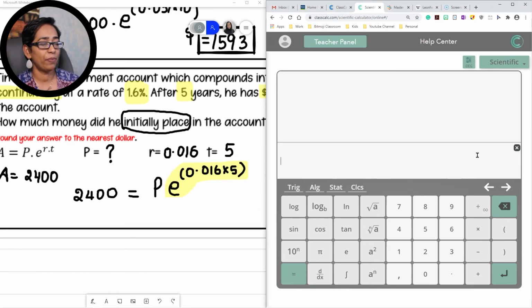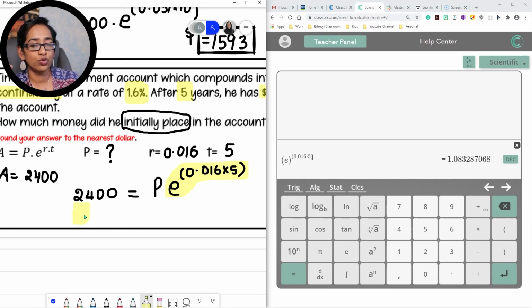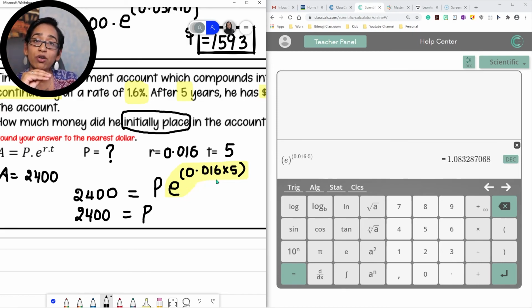Remember, I'm only looking at what the highlighted value is. So e to the power, open parentheses, 0.016 times 5, close parentheses. And what is that equal to? 2400 equal to P. I just found out this e to the power 0.016 times 5 is nothing but 1.083. I'm going to keep it to 3 decimal places.